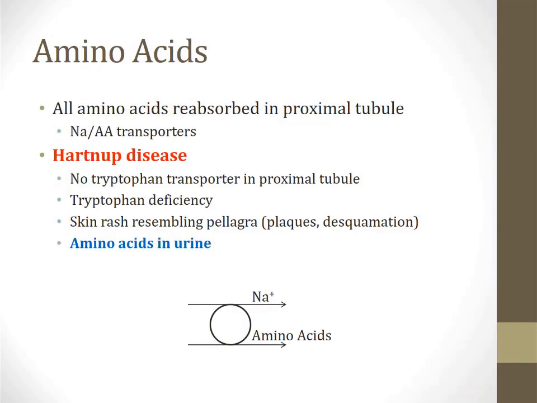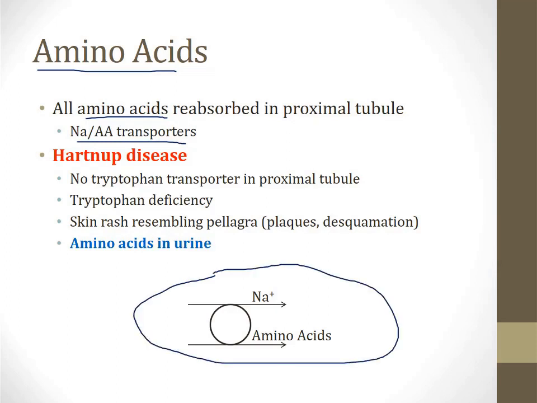Let me also make a special note about amino acid reabsorption in the proximal tubule. Just like with glucose, all amino acids are reabsorbed in the proximal tubule under normal conditions. Just like with glucose, they are reabsorbed together with sodium via a cotransporter, as I've shown at the bottom of this slide. There's a clinical tie-in here with a rare disorder called Hartnup disease.